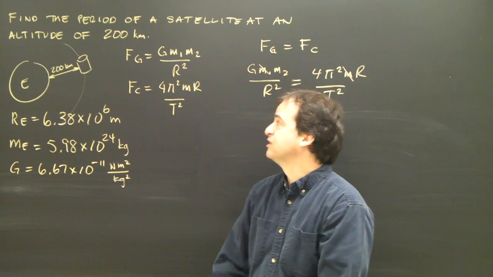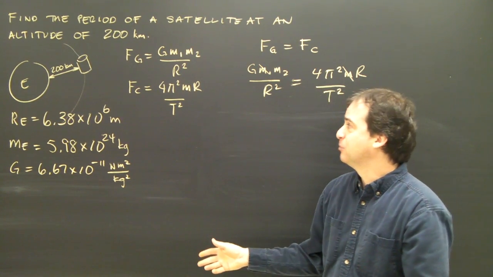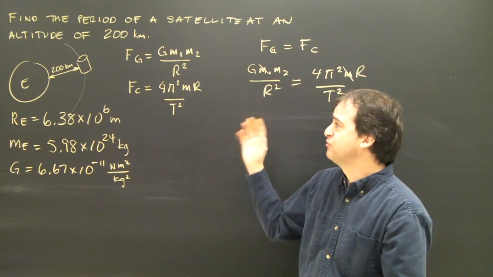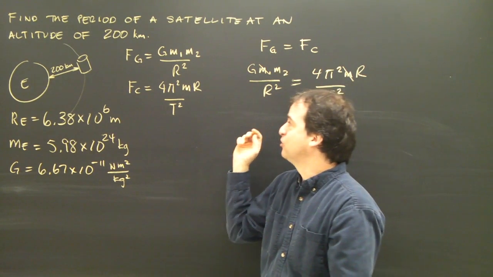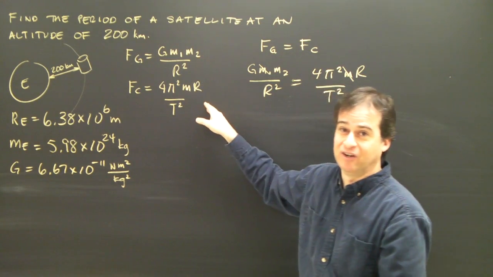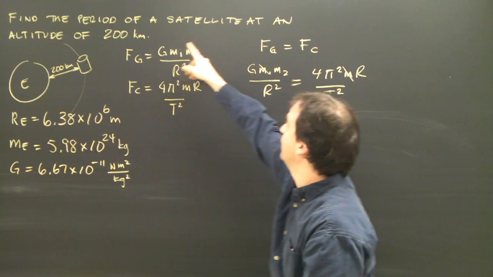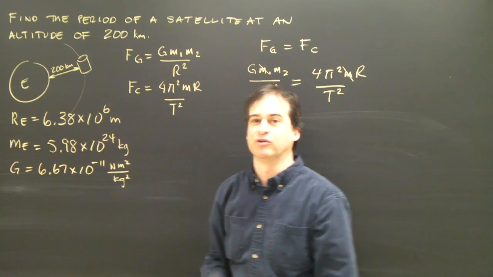Okay, what we're going to do now is a planetary mechanics problem. I'm going to do a problem that has gravity in it and centripetal force. This is a very common type of problem because there are so many variables in here that I can come up with many, many problems. So what we want to do is find the period of a satellite at an altitude of 200 kilometers.